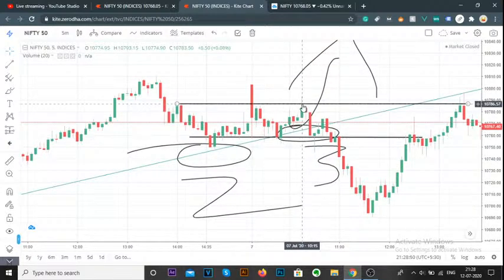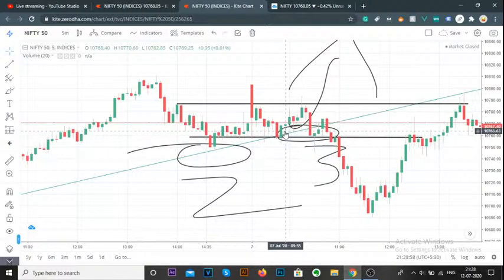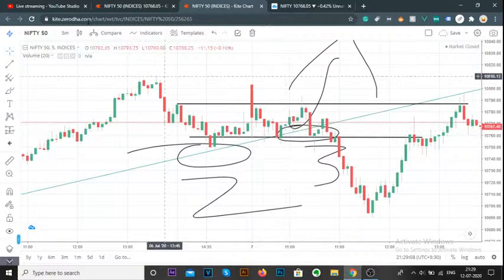you take an entry somewhere here and you wait for the target to perform. If it's hit, you're happy, you book profits, and you're home. If it doesn't hit, it comes down, it hits your stop loss, you're sad, and you close your trade. But whatever movement happens here is very volatile, that your target or stop loss being hit does not matter at a certain point.